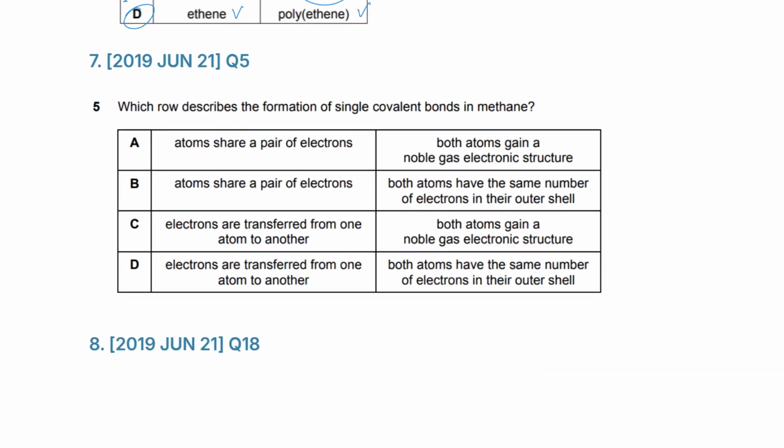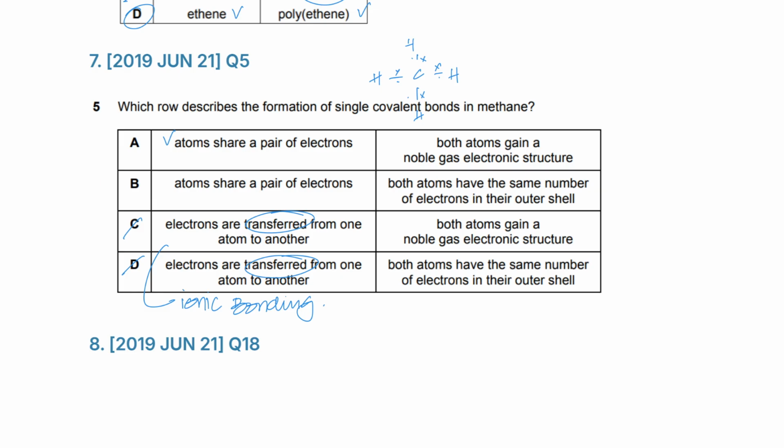Now, which row describes the formation of single covalent bonds in methane? Now, how does a single covalent bond in methane form? If you look at methane, methane is a carbon bonded to 4 hydrogen, and there's a pair of electrons being shared between the carbon atom and each of the hydrogen atoms, right? So it says atoms share a pair of electrons. Absolutely, that's correct. The carbon atom is sharing a pair of electrons. Are electrons transferred? No, C and D are wrong, because transfer of electrons happens in ionic bonding. Yes, this is a covalent molecule, a simple covalent molecule.